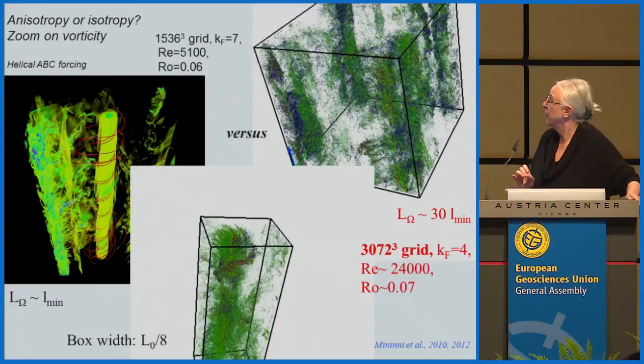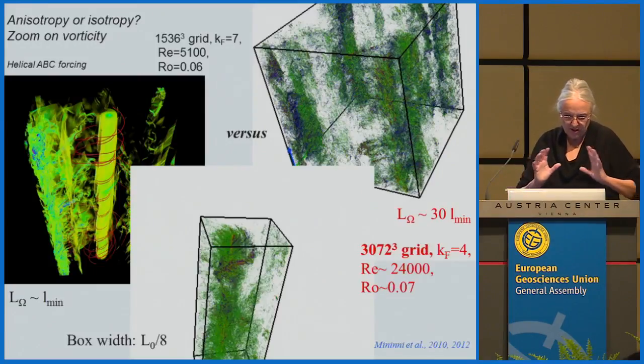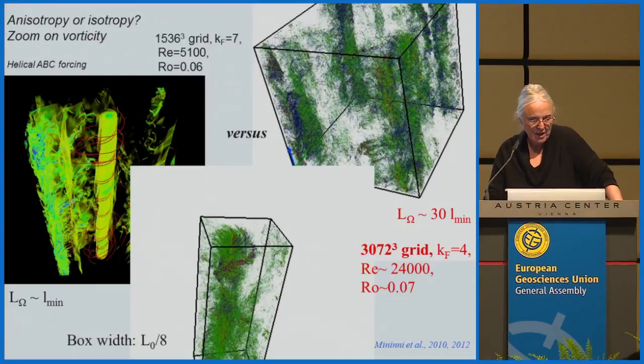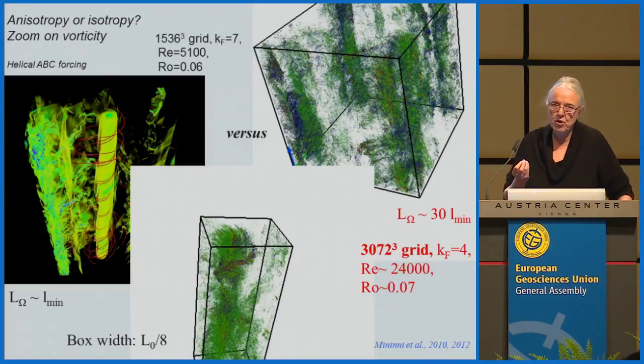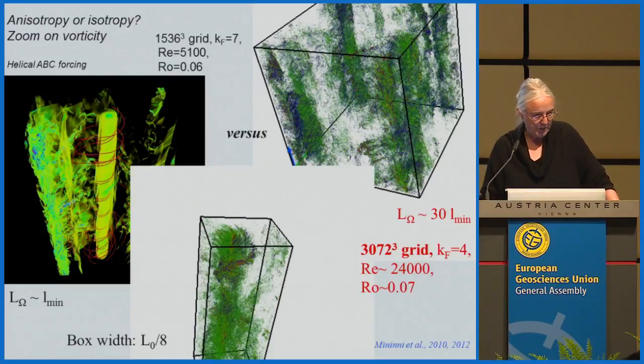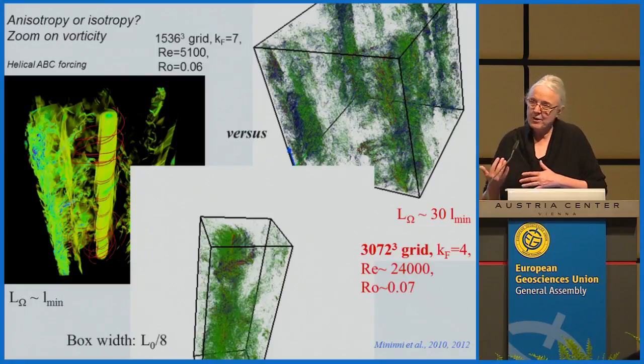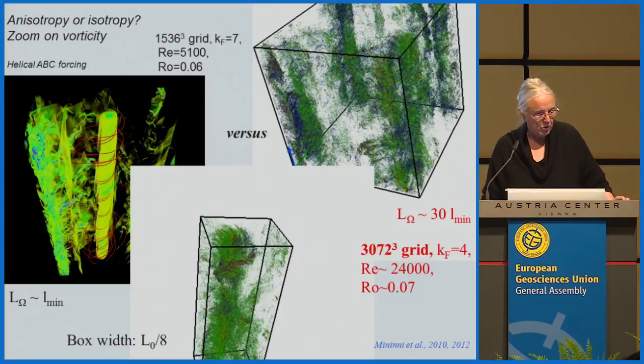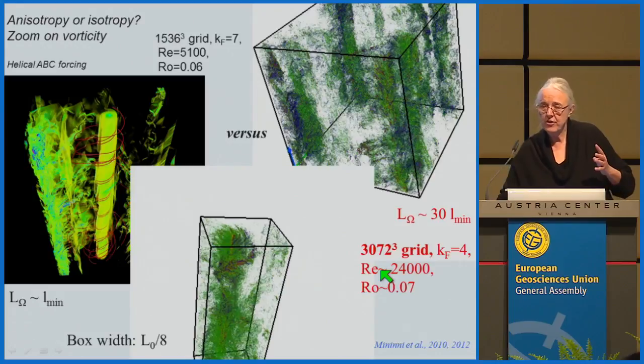Now, this is not a perfect example because the two runs that you see here are not exactly the same, but I'm trying to show you what it means to resolve the scale at which you recover, presumably, isotropy. So what I said about the Ozmidov scale, you can do the same with your rotation. It's called the Zeman scale. And here you have a Rossby of 0.06 and here a Rossby of 0.07, so they're very close. But what differs is the Reynolds number.